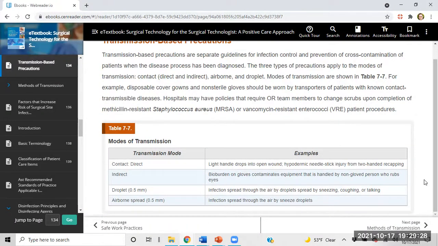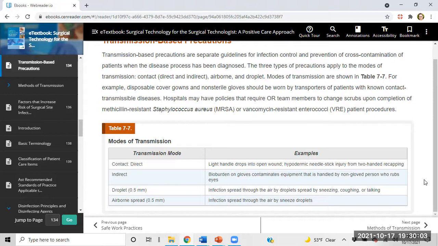There are some modes of transmission you can read through, how things can be cross-contaminated. It can be contact, which is direct transmission, just like a light handle dropping into an open wound, or a hypodermic needle stick injury. So you never want to two-hand recap a needle. You always want to sweep it on the Mayo stand to recap it.